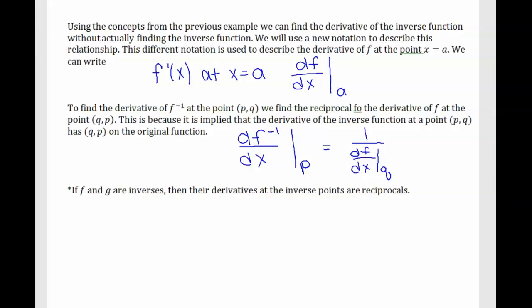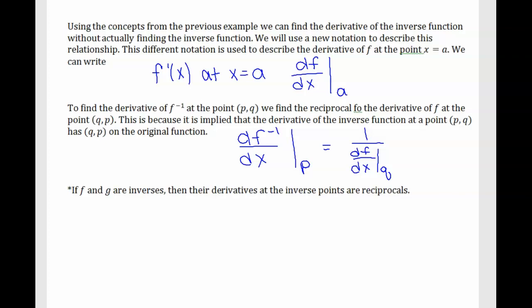So again, we can use the concepts from the previous example to find that the derivative of the inverse function exists without having to find the inverse, because we can simply find the derivative of the original, differentiate the original at a point A, so that becomes f prime of x at x equals A, where it stands for the derivative of f with respect to x at point A. To find the derivative of the inverse at that same point, we find the reciprocal of the derivative of f at point (Q, P). So that's why I said you're going to invert your points.